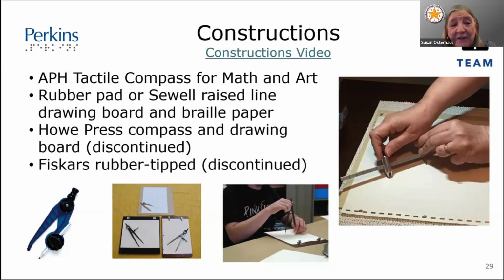And if you still have one of these around, grab it and keep it. A Howe Press compass and drawing board, which are discontinued, but if you've got them, hold on to them. Fiskars rubber tipped has also been discontinued from Fiskars. And we've got pictures here of all the different types of compasses and so forth. Sarah and I bought up all the Fiskars that you see pictured here that we could get our hands on, and then they were gone.